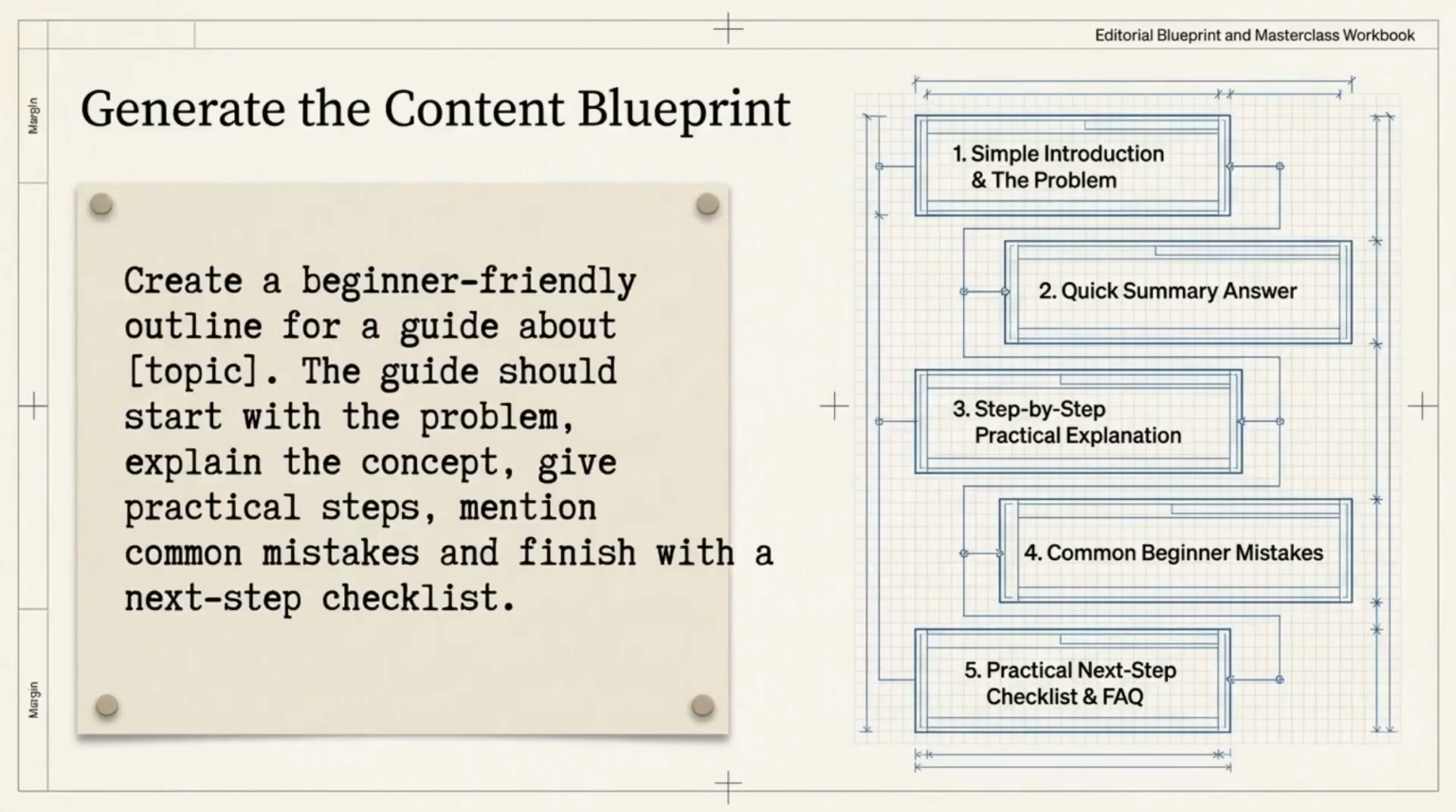With the reader's problems mapped out, we can now generate the content blueprint. Use a detailed prompt to create a structured outline that addresses the beginner's journey, from understanding the problem to practical steps, common mistakes, and a final checklist.